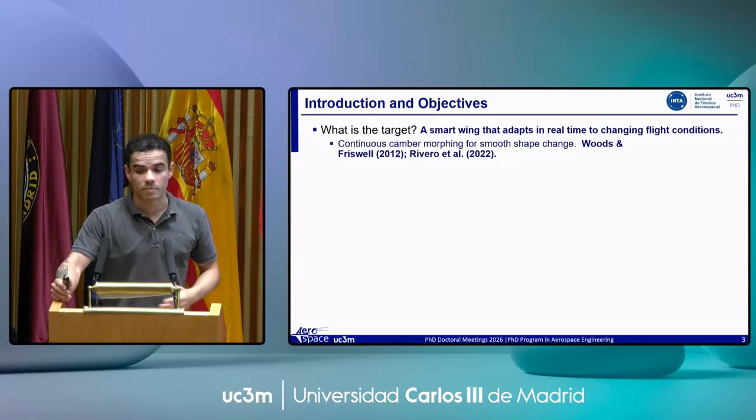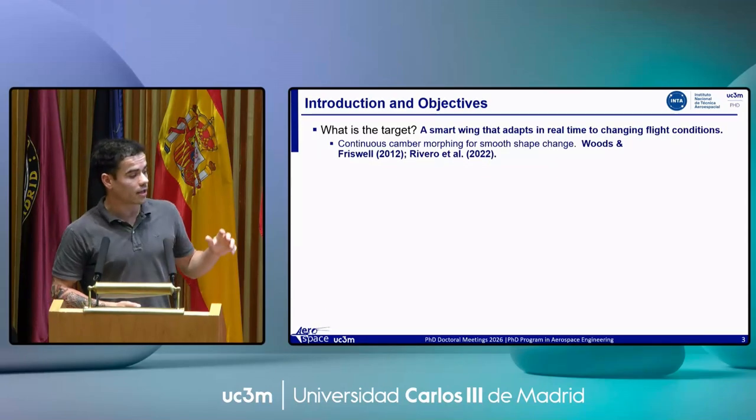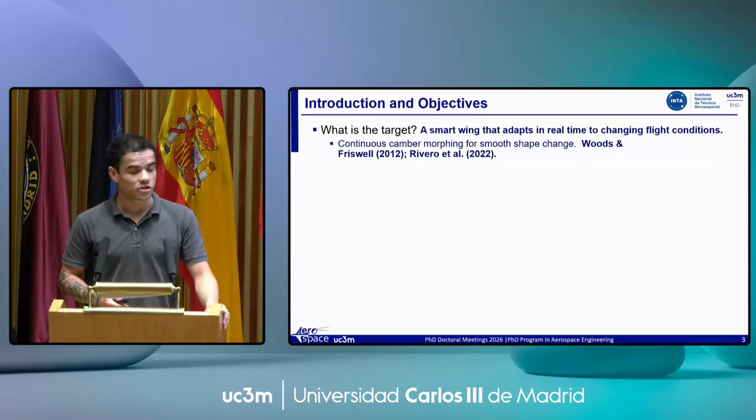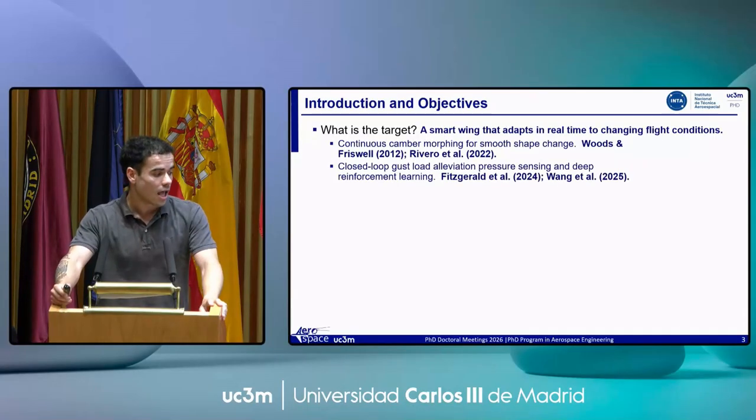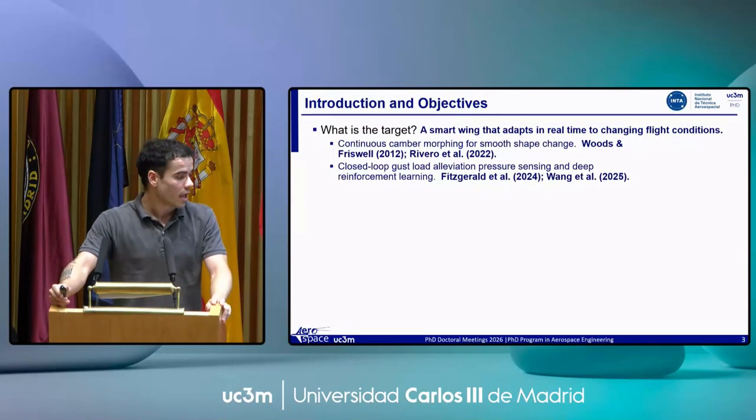This smart wing is built around two main concepts. The first one is the continuous camber morphing for a smooth shape change along the span, and the other one is closed loop gust load alleviation based on pressure sensing and deep reinforcement learning.